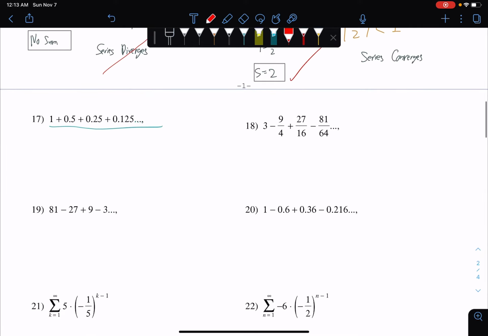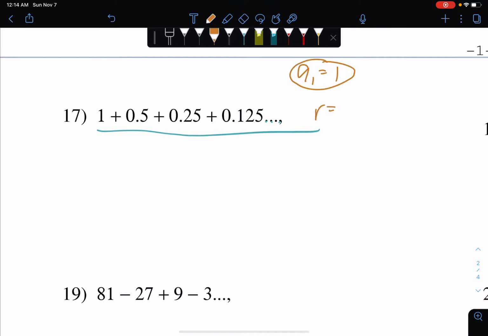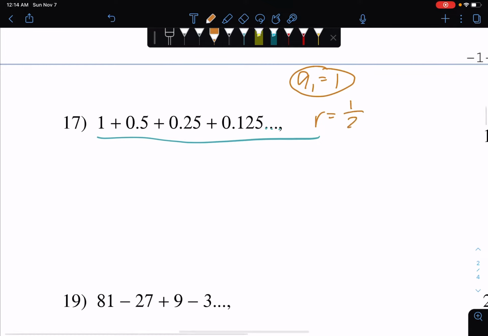Alright, let's move to number 17. A is equal to 1. R is equal to, let's place it in the calculator, 0.5 divided by 1, 1 over 2. Let's try again, make sure that R is really 1 over 2. 0.125 divided by 0.25. Yes, it's still the same answer. R is equivalent to 1 over 2.